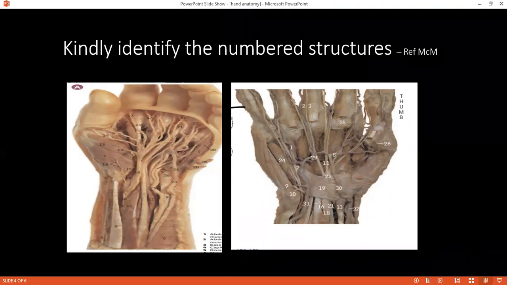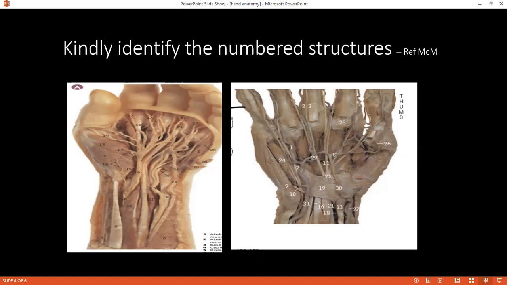How many carpal bones are there? There are 8 carpal bones. Please tell me in any order. The proximal row: scaphoid, the lunate, triquetrum, and pisiform. Distal row from radial side to ulnar, we have trapezium, trapezoid, capitate, and hamate.